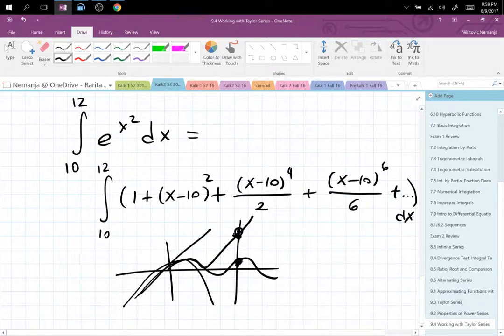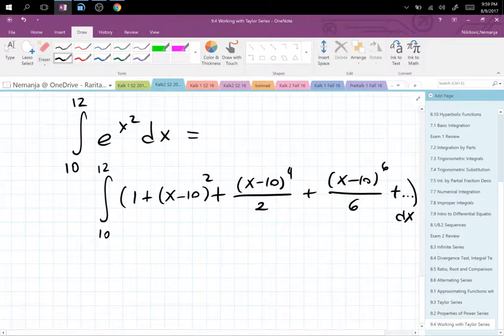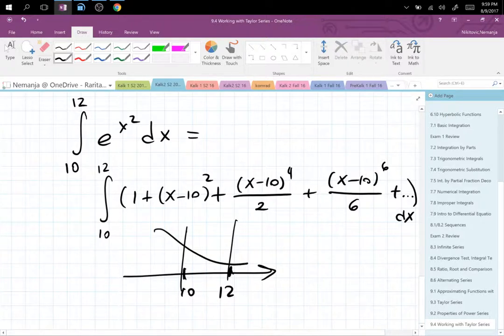May I ask, what interval would I basically know what to use? I know you said x minus 10. Would I use the lowest interval? Yeah, that's what I used. Because this 10 to 12 are a and b on the x-axis, right? So your function looks something like that on 10 to 12.